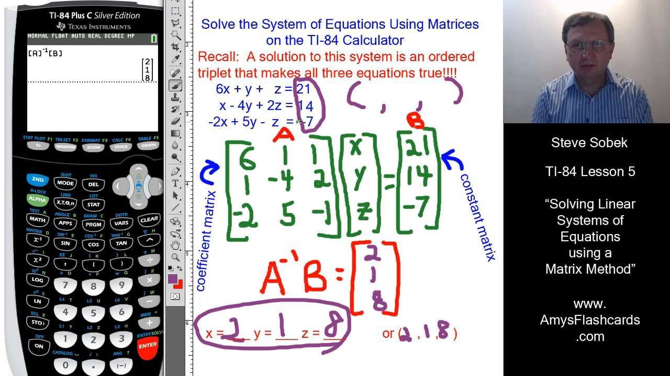So that concludes our instructional video on how to use matrices. This is one matrix method for solving systems of equations. I hope you understood that and found that beneficial. Remember that this is just lesson 5 in a series of instructional videos that I'm doing on the TI-84 calculator. So there's 4 before this, and then there's going to be more after this.